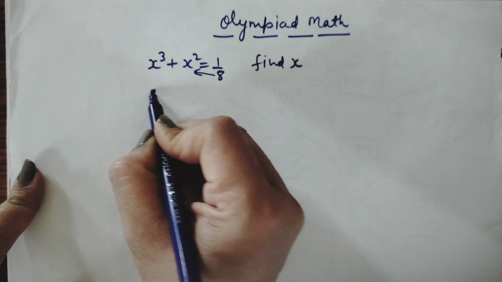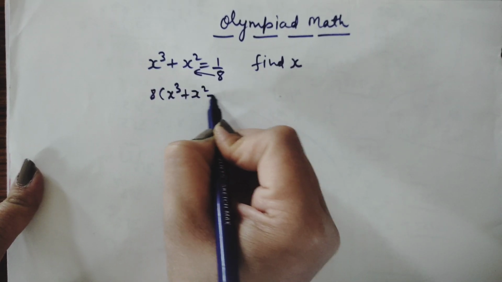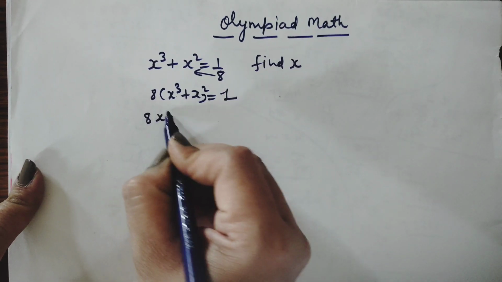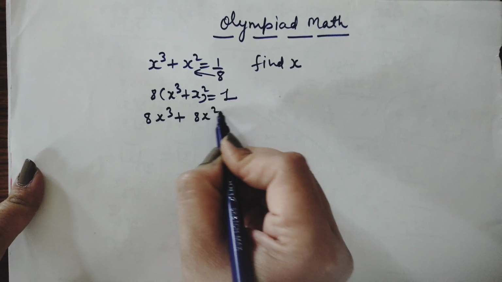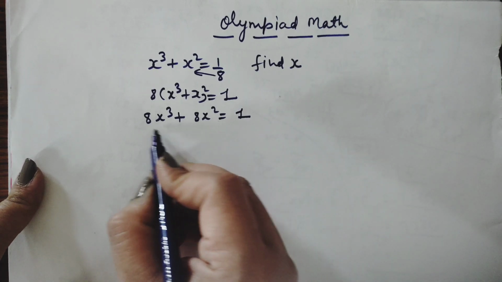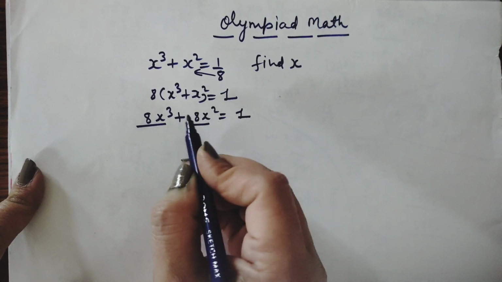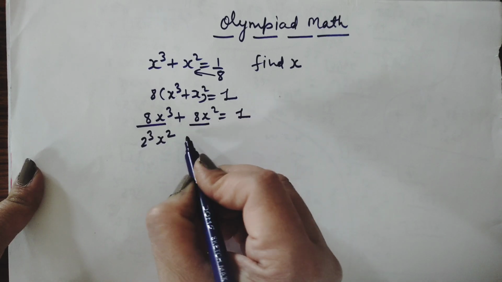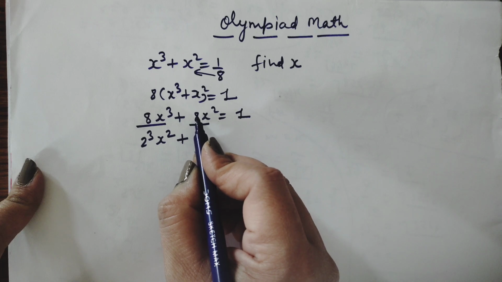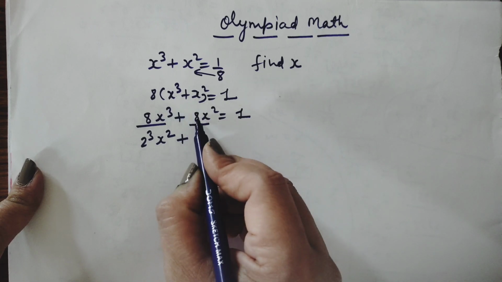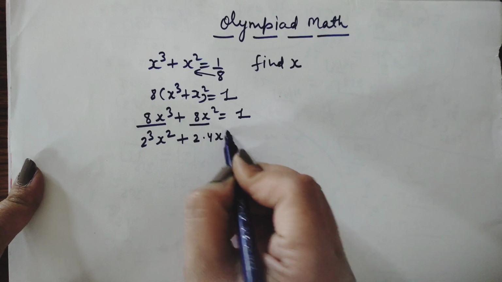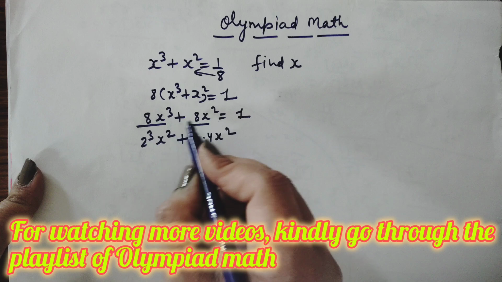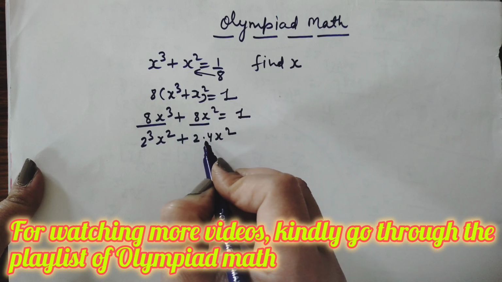It will be multiplied with both the terms, and only 1 remains on the right hand side. Now 8 multiplied by x³ and 8 multiplied by x² equals 1. After that, we will write this 8 in terms of 2. In a different way we will write the 8: in the first term we'll write 8 as 2³, and in the second term we'll write 8 as 2 into 4.